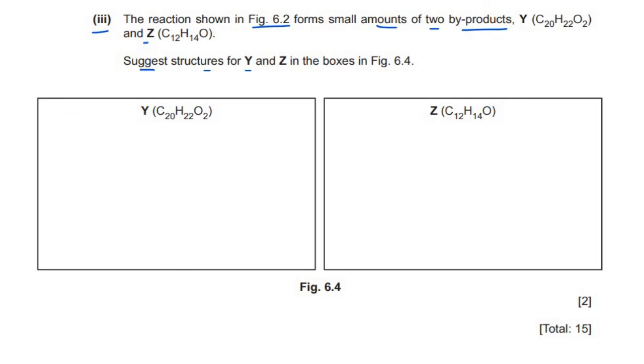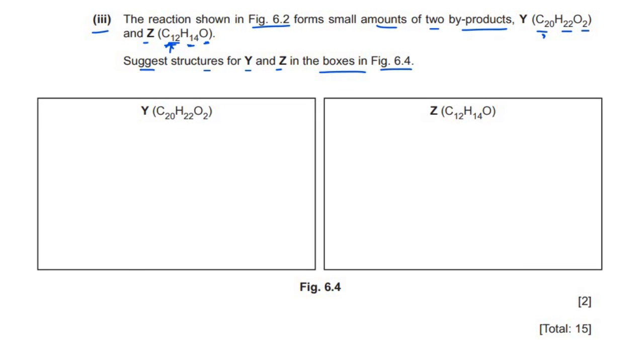Suggest the structures of Y and Z in the boxes in figure 6.4. Now we need to understand a few points here. Y has C20, H22 and O2, while the product has C12, H14 and O. Compared to the product, O2 means we need to add one more oxygen, and more carbon atoms are also added. That shows there are 8 more carbon atoms in Y.